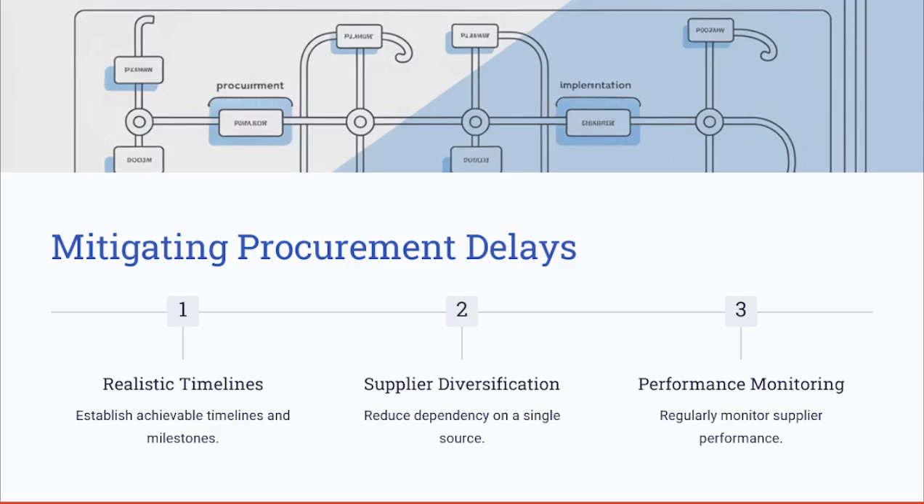Monitor the supplier performance regularly. For example, a single source supplier failing to deliver on time can impact the production and manufacturing. By looking for different suppliers and creating a realistic timeline, such risks are minimized, ensuring smoother execution.